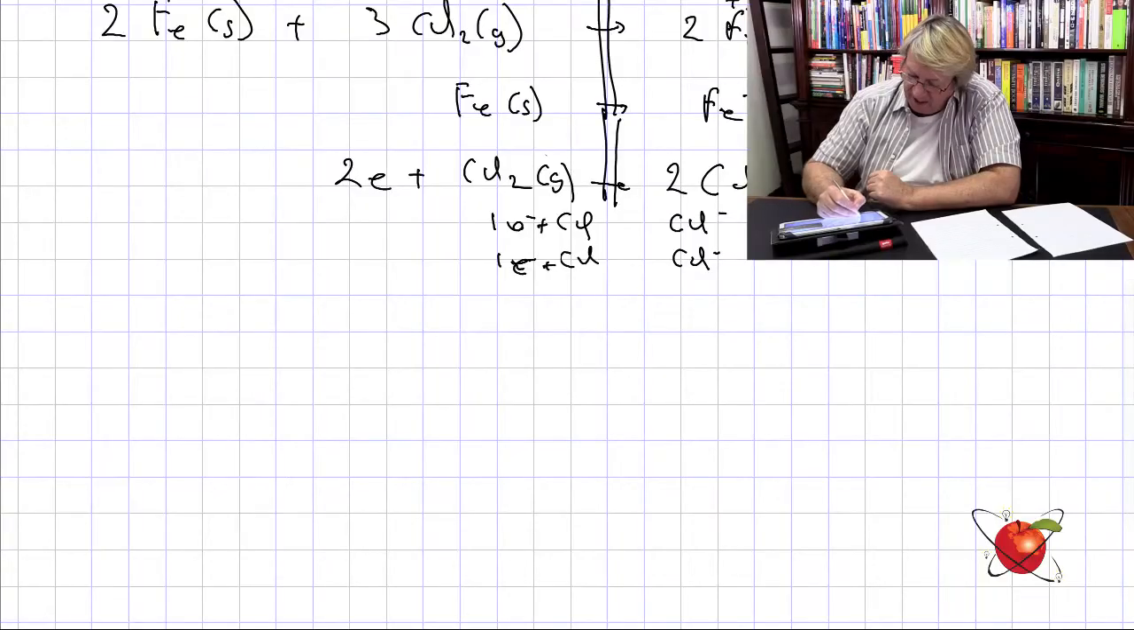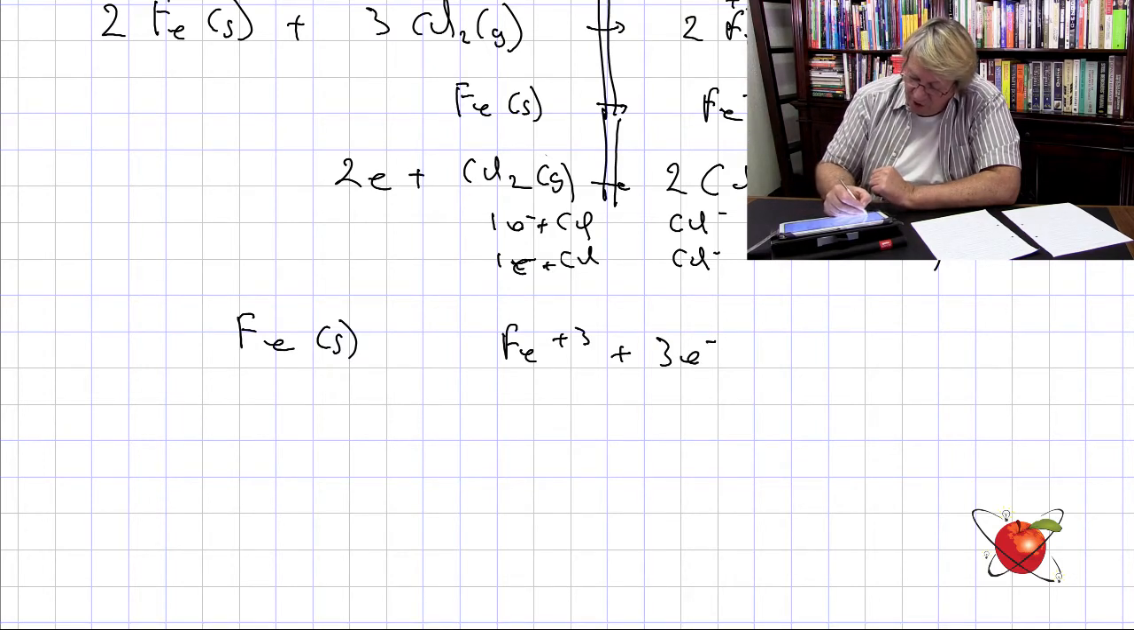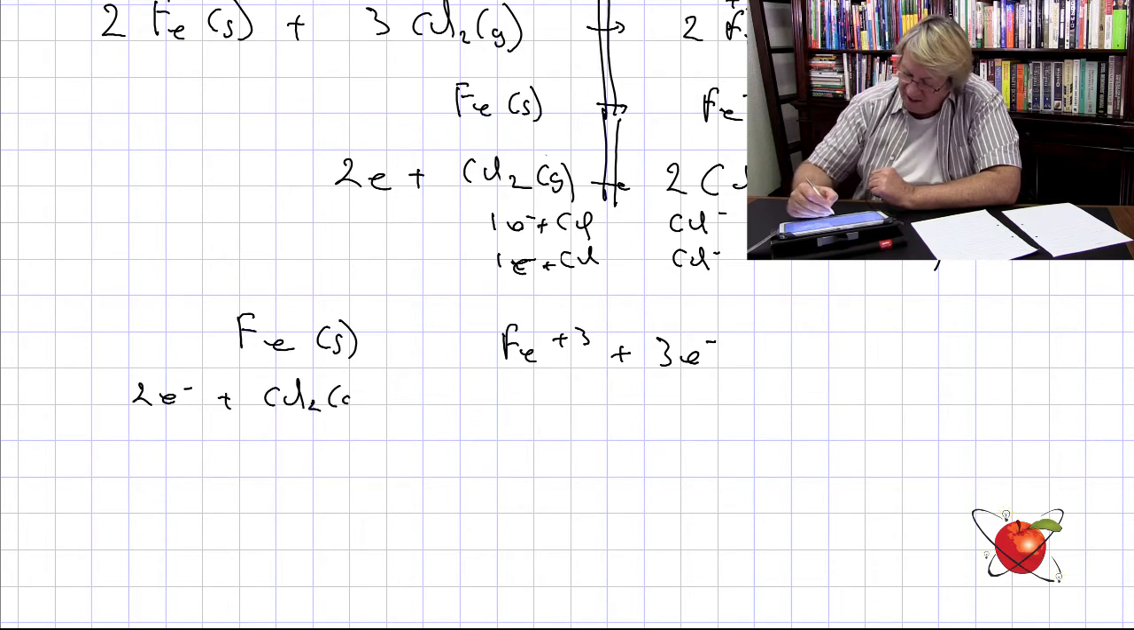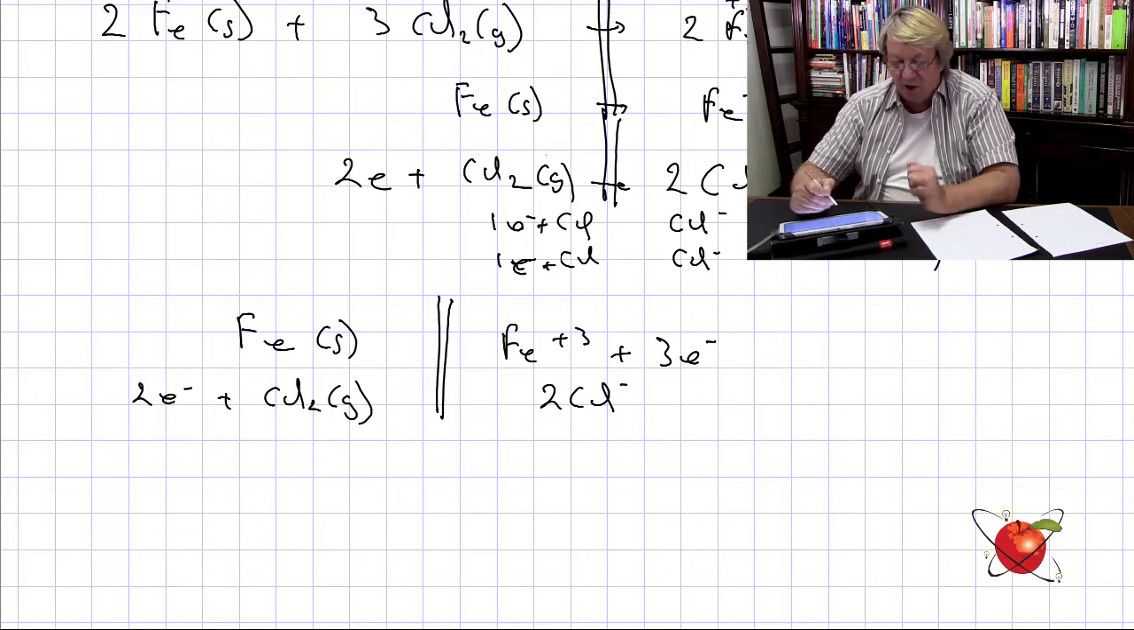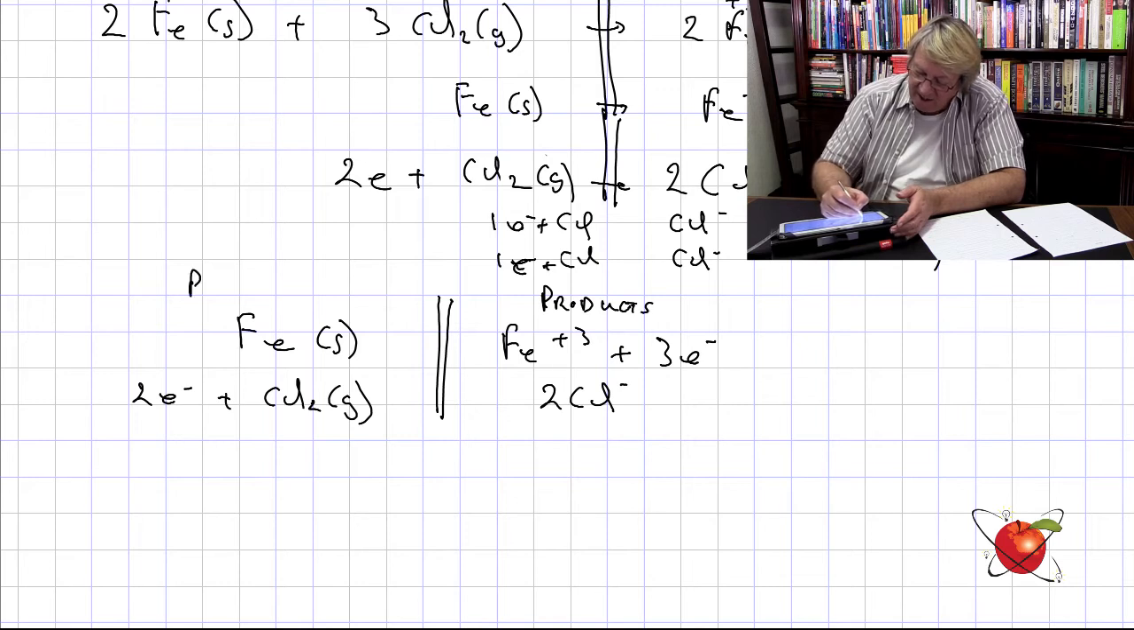So therefore, let's just write it. We've got Fe solid went to Fe plus 3 electrons, and we said that we had 2 electrons plus Cl2 gas became 2Cl minus. This is at the activated complex. It's now on the other side. We've got our products here, haven't we? And we've got our reactants this side.